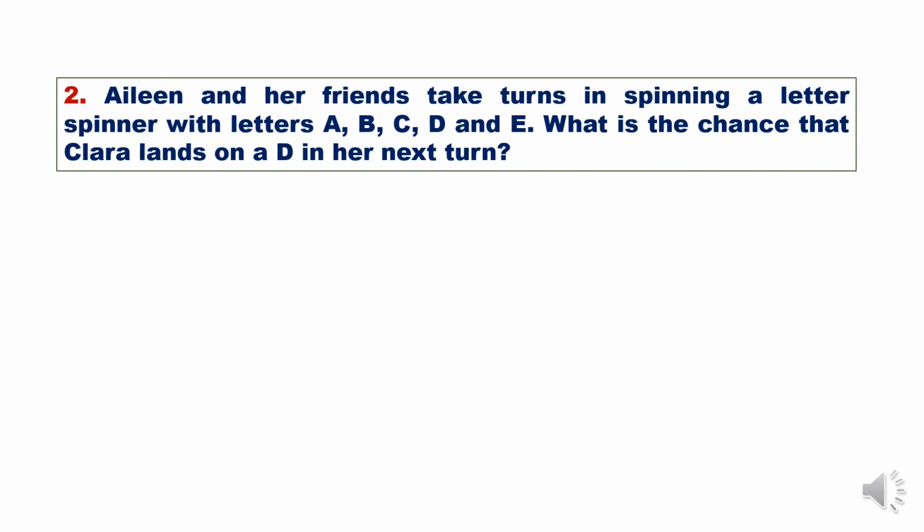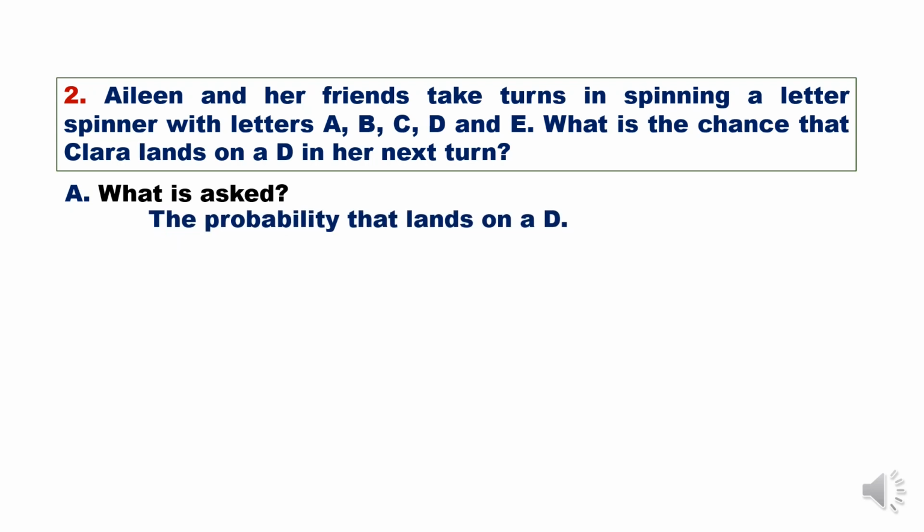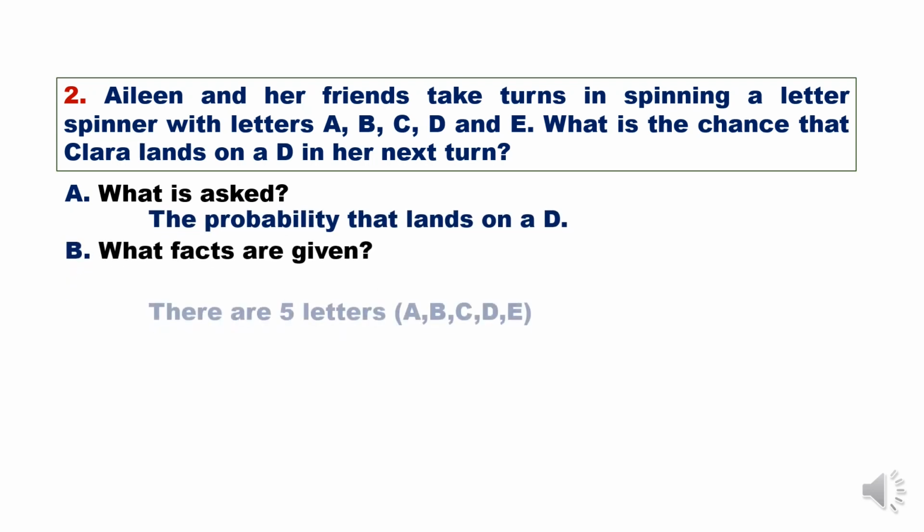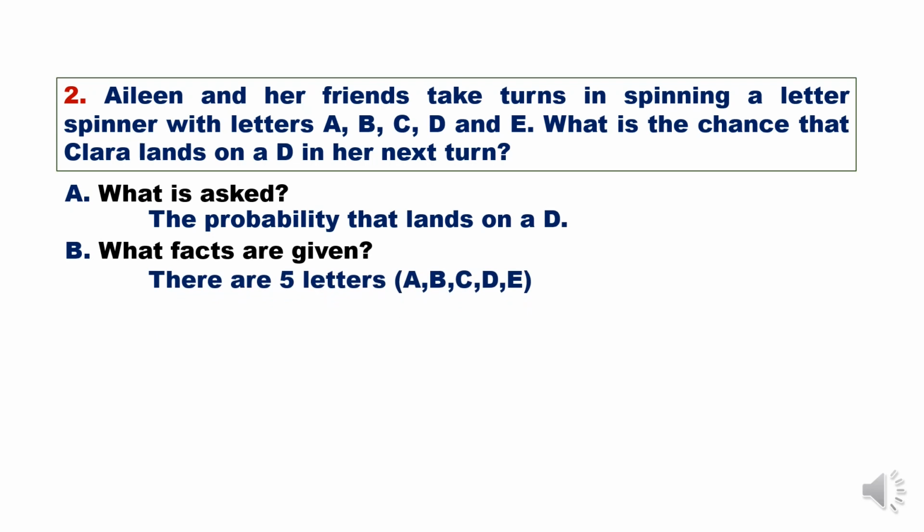Number 2. Eileen and her friends take turns in spinning a letter spinner with letters A, B, C, D, and E. What is the chance that Clara lands on a D in her next turn? What is asked? The probability that she lands on a D. What facts are given? There are 5 letters A, B, C, D, and E.